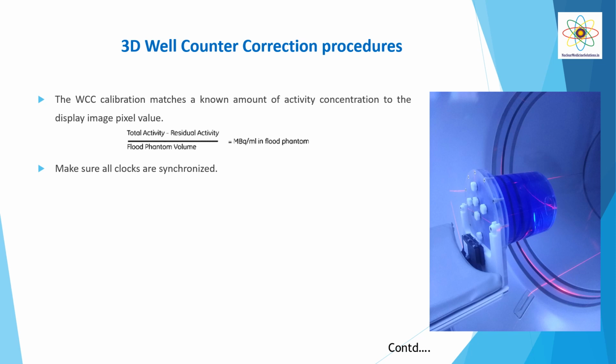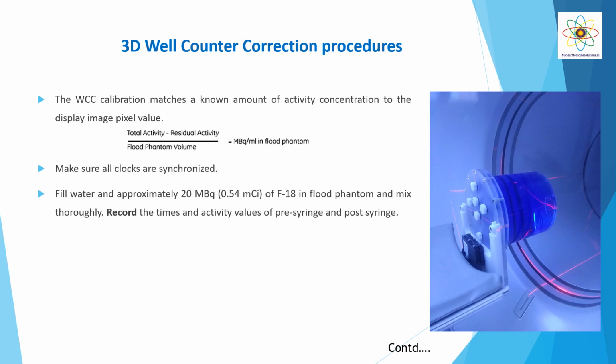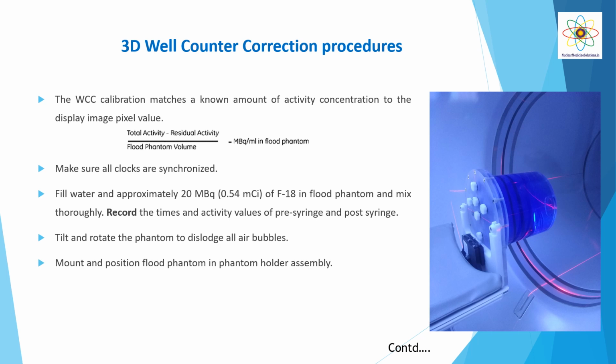We should make sure all the clocks are synchronized. A time difference of only 2 minutes introduces a bias of more than 1% for F18 FDG. Fill water and approximately 20 MBq of F18 in flood phantom and mix thoroughly. Record the times and activity value of pre-syringe and post-syringe. Tilt and rotate the phantom to dislodge all air bubbles. Air bubbles with a diameter less than 10 mm will not disturb most tests.